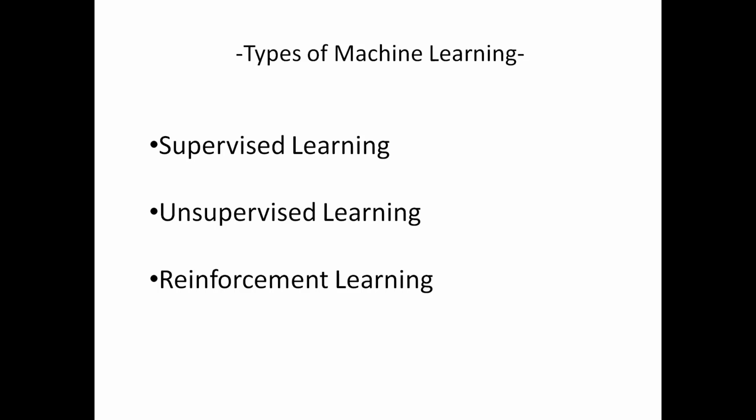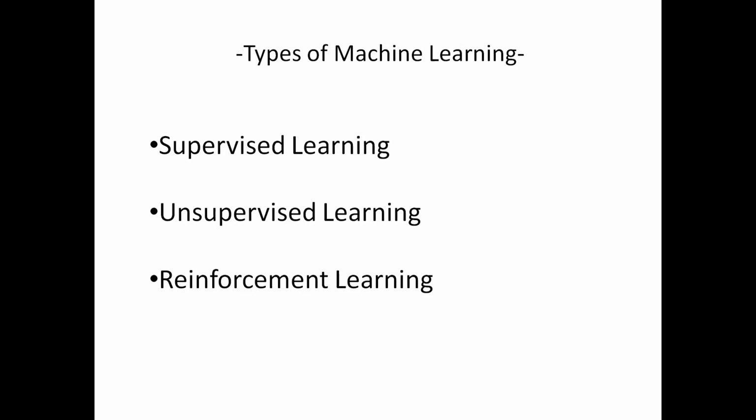Now there are three types of machine learning: supervised, unsupervised, and reinforcement learning. In supervised learning, labels are present in the dataset. A labeled dataset is one which has both input and output parameters. Supervised learning is further classified into two types: classification and regression. In classification, discrete labels are present. In regression problems, continuous labels are present.